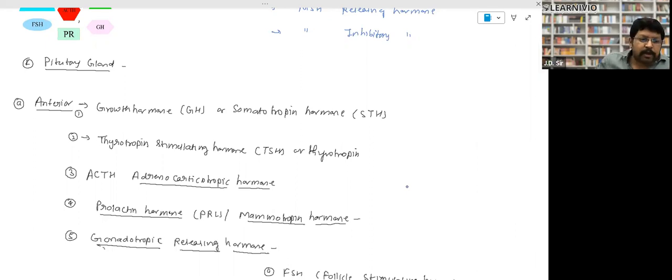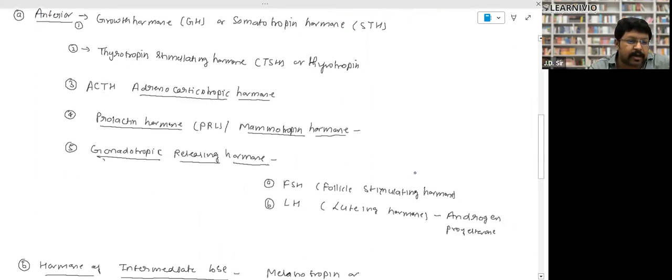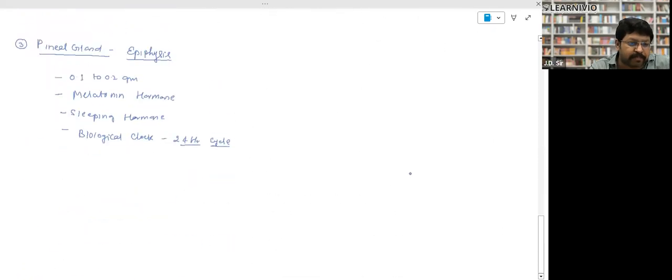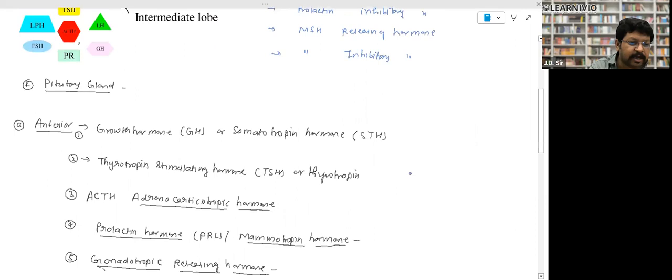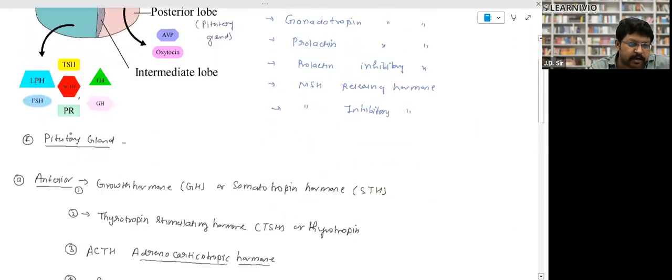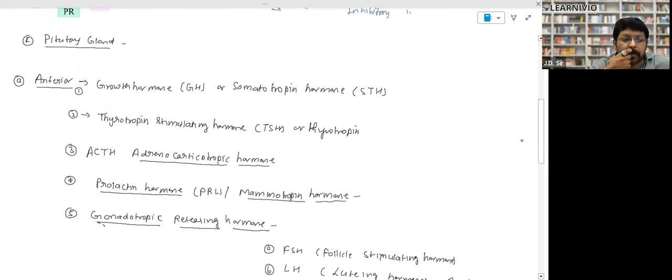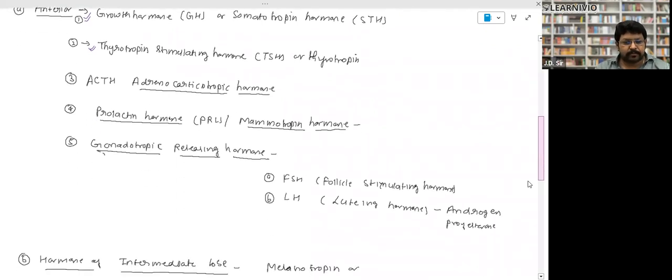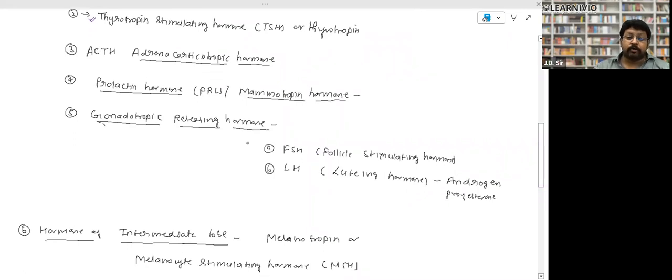Pituitary gland. Now, the pituitary gland has two parts, anterior and posterior, right? Look, the anterior part of the pituitary gland is this anterior lobe. It secretes growth hormone or somatotropin hormone, which you need to remember. Then TSH, thyroid stimulating hormone, ACTH, adrenocorticotropic hormone, prolactin hormone, and gonadotropin hormone. That you need to remember, right?